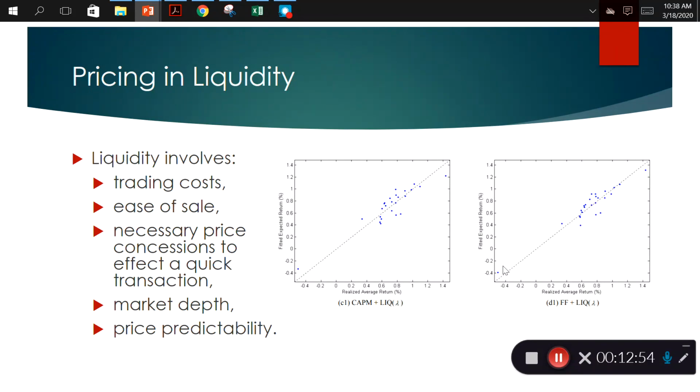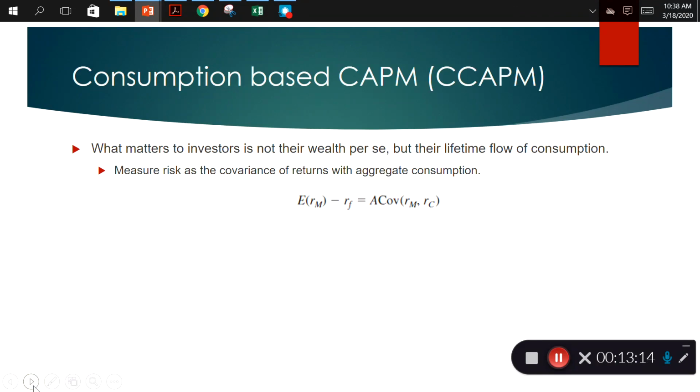Is it just ease of sale? And how do I measure ease of sale? Is it trading costs? Obviously, if there are higher trading costs, it's less liquid because you have to pay for it. Is it market depth, how big the market is? Is it able to make all of the sales that it needs to make? Those kinds of things. And then the final one is something called consumption-based CAPM.